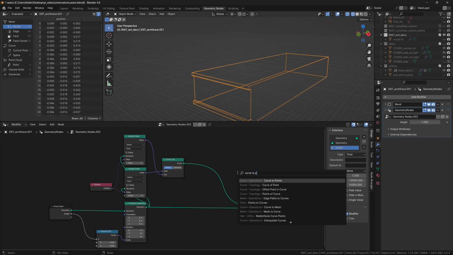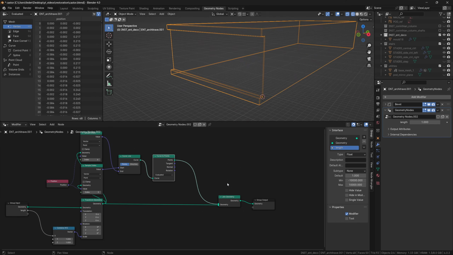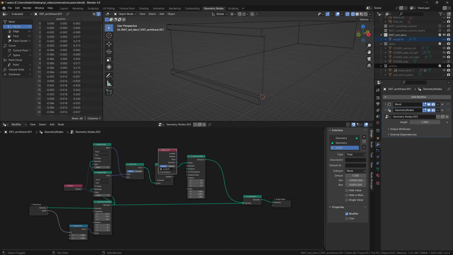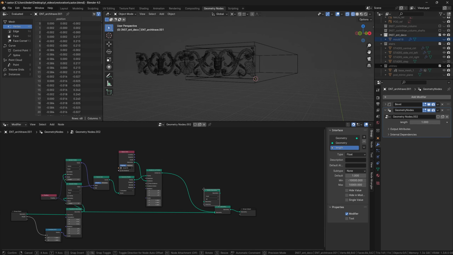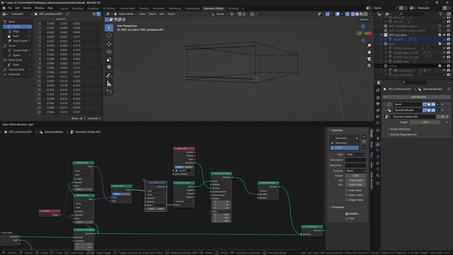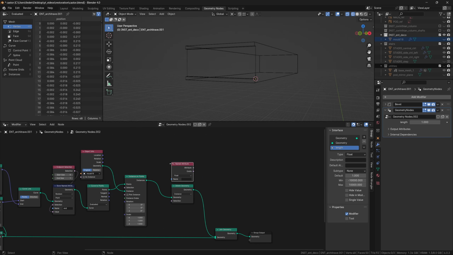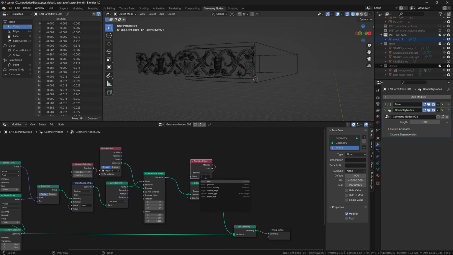I would now convert the curve to points with the evaluated option on and add an instance on points node to the chain. I could then import my ornament and connect it to the chain as well. To remove the iteration in excess, I used again a delete geometry node set on instance, into which I would feed the information coming from the stored endpoint selection attribute.